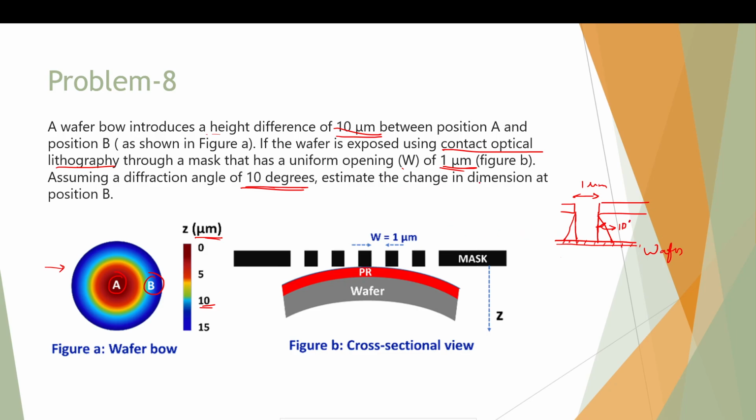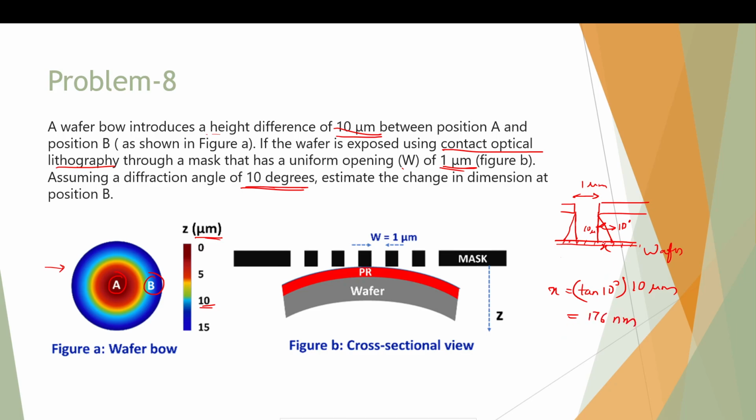So from this, estimate the change in dimension at position B. It's a trivial problem, but sometimes, seeing the question for the first time, someone can get confused. So it's just a geometrical problem now. They have given us that this is 10 microns, this is 10 degrees. So we have to find out how much this is. Say this is x. So x over 10 is tan of 10 degrees. So x is tan 10 degrees times 10 micrometers. So this comes out to be 176 nanometers.